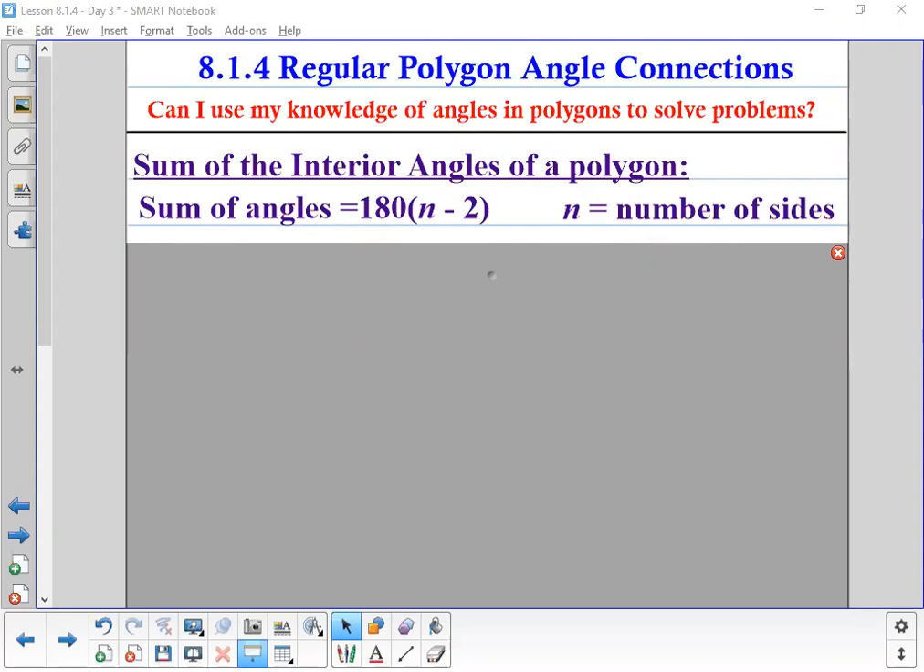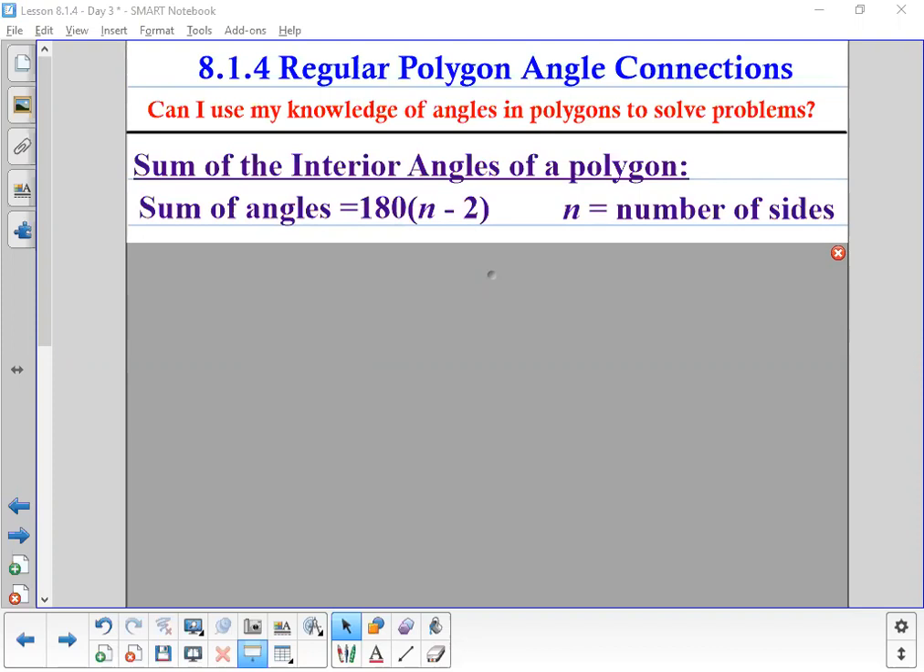polygon. And the way we discovered that was by taking these polygons and splitting the insides up into triangles. And each triangle has 180 degrees. And what we found out was the number of triangles that you can split your shape up into is 2 less than the number of sides. So that gives us a nice formula that we can use.